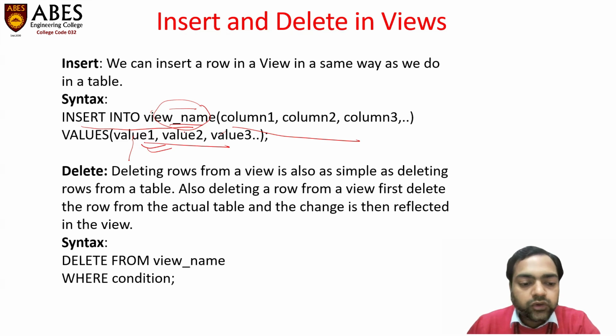What about deleting? You can delete rows from the views, which is as simple as deleting rows from the table. The syntax will be exactly the same. You can see here, delete from view name where condition. In the case of deleting from a table, we use delete from table name where condition. In the case of views, we just use the view name. In this fashion you can delete a particular row, or all the rows, from the views.